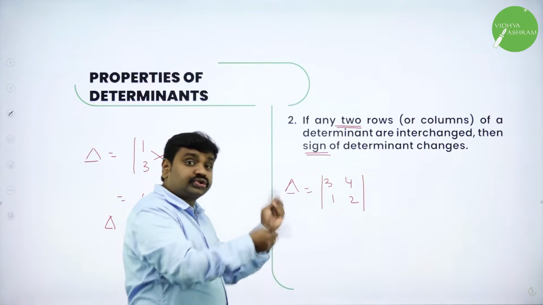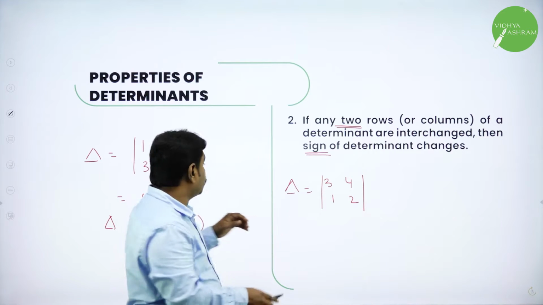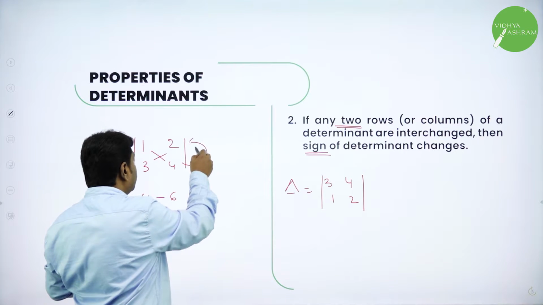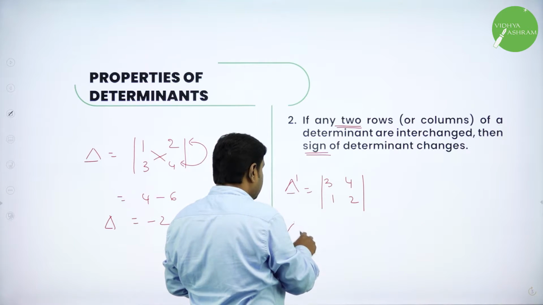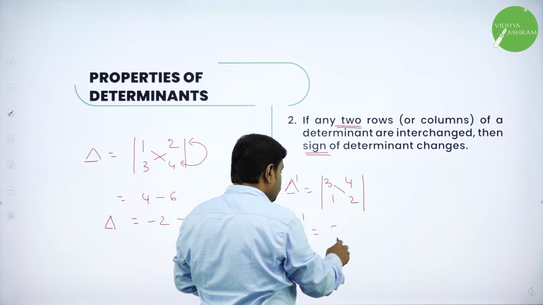I have not changed rows to columns. I have interchanged rows. First row and second row means I am pushing this here and I am bringing this here. I am interchanging the rows. Now I'll expand delta dash. I'll call this delta dash. So if I multiply 3 2s are 6 minus 4.